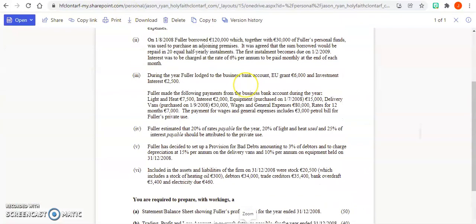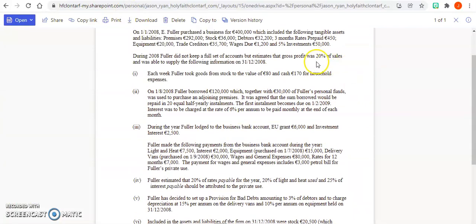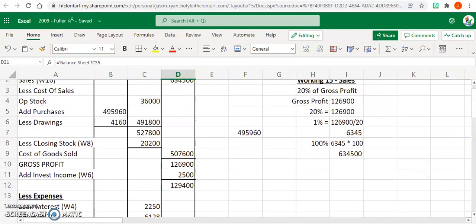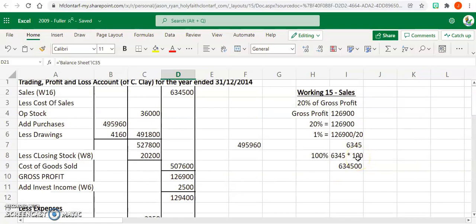In the question, it tells us that your gross profit is 20% of sales. So we know 20% is this, and 100% is going to be our sales figure. Over here we did a little calculation: 20% is equal to this, and 100% is equal to 634,500. So that's our sales figure up at the top. We have this figure and this figure; take them away from each other and you get your cost of goods sold. We have our closing stock from the question, which is added onto this here, and that gives us this figure here.